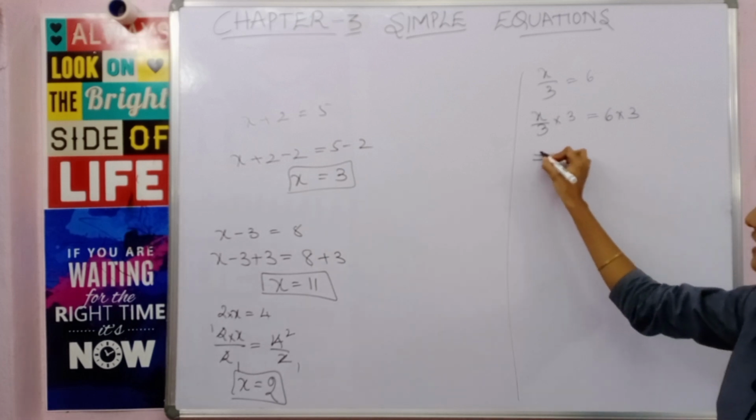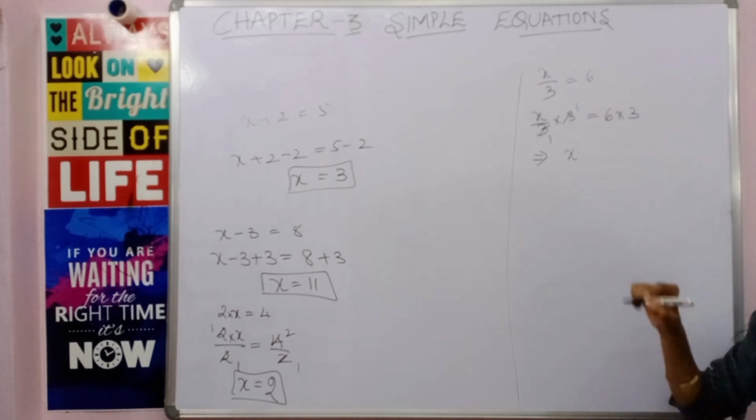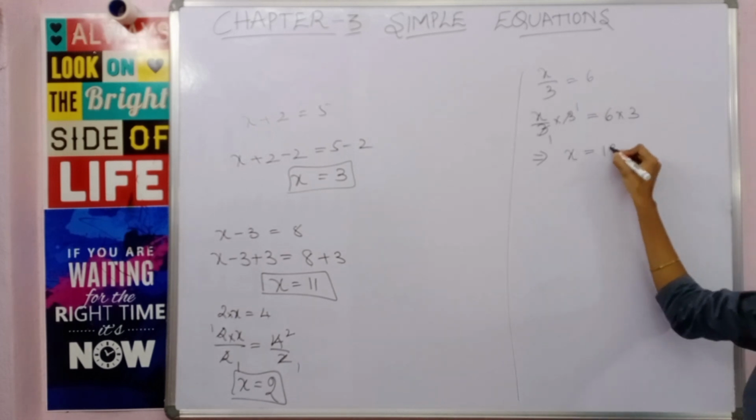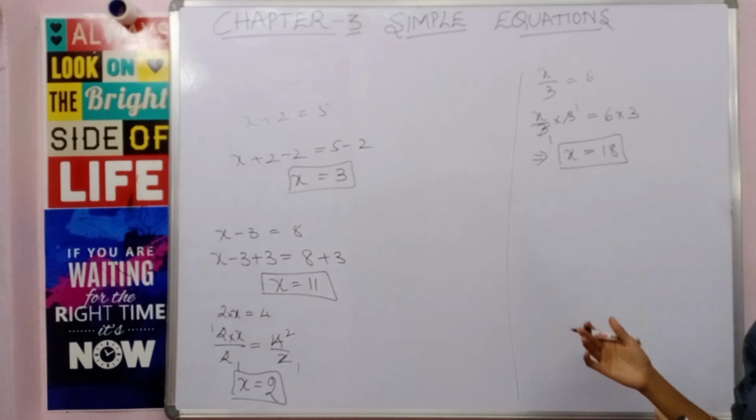So this is nothing but 3 ones are 3, so now you are getting the value of x. So x is nothing but 6 threes are 18. So these are the various cases through which you can solve the problem.